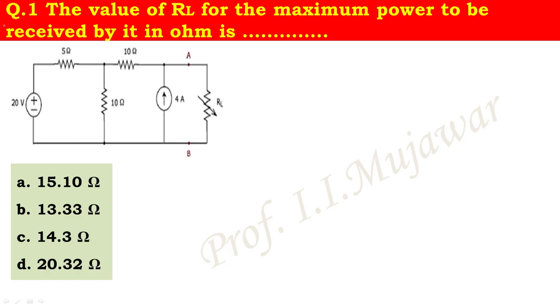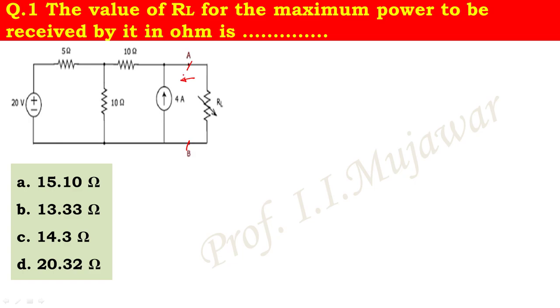The maximum power transfer theorem states that maximum power will be delivered by a source to a load resistance when the load resistance is equal to the internal resistance of the source looking back into the network. That means in order to solve this problem, we have to Thevenize the circuit to the left of terminals A and B.